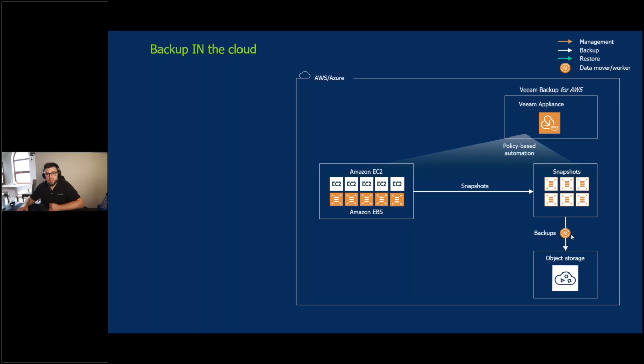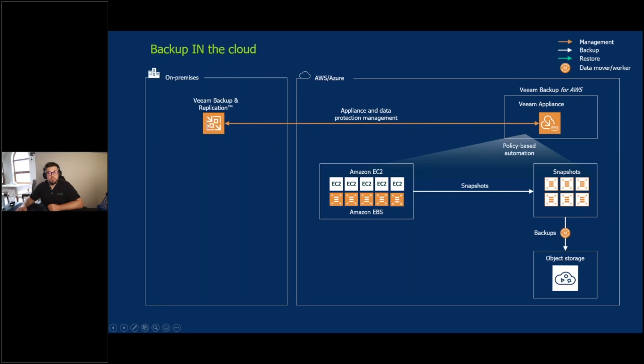This M here means data mover. The data mover is installed on the worker appliance, and it's responsible for data processing. Before data is placed to object storage, it's compressed, and then on object storage, it's also deduped by the object storage. If you add Veeam Backup and Replication from your premises, or Veeam Backup and Replication can be installed in a different hyperscaler or in the same hyperscaler.